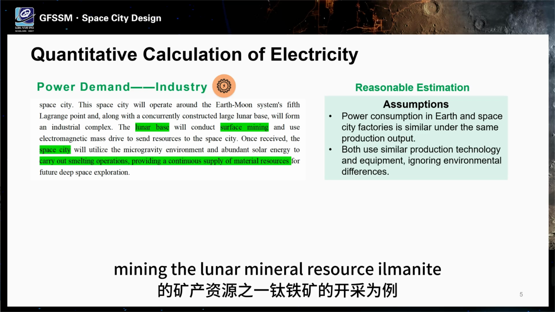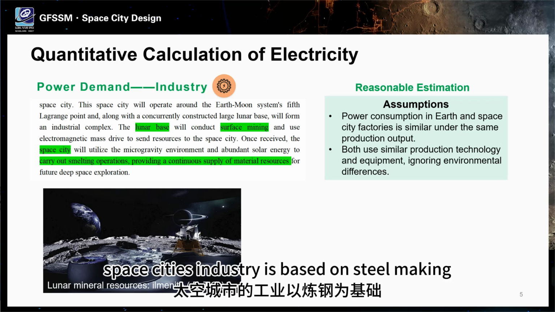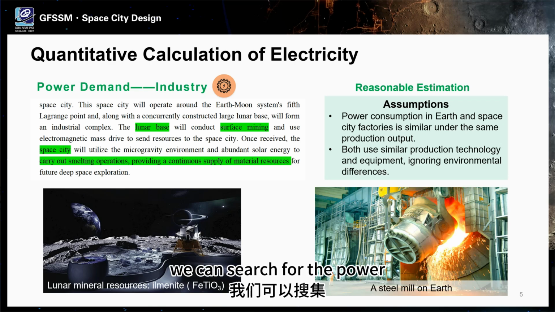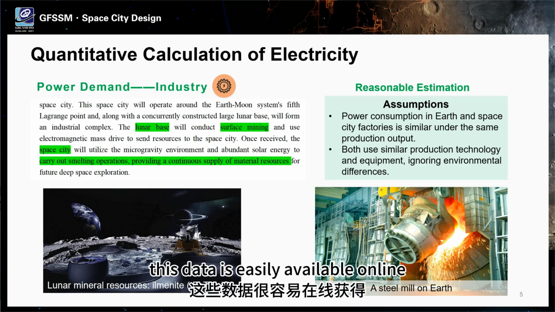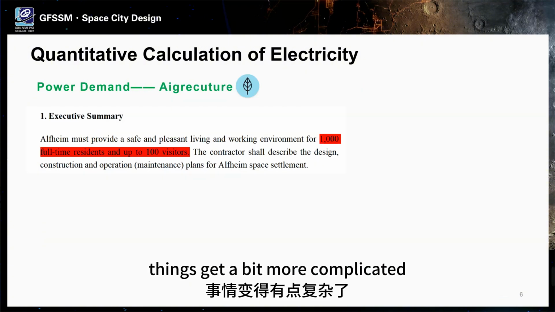Taking the example of mining the lunar mineral resource ilmenite, we can assume that the space city's industry is based on steelmaking. To estimate the power needed, we can search for the power consumption of steel mills on Earth. This data is easily available online. When it comes to agriculture, things get a bit more complicated.